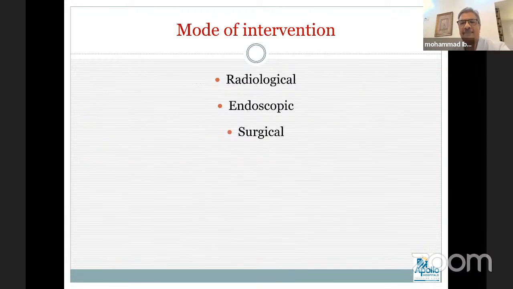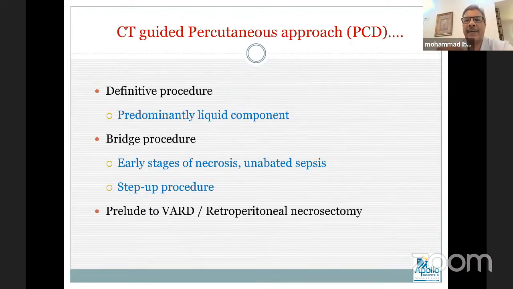Mode of intervention, as we have already discussed, could be radiological, endoscopic, or surgical. Just for completion's sake, I'll quickly mention the CT-guided percutaneous approach. Basically, this is done for 3 reasons. One is as a definitive procedure, particularly if there is a predominantly liquid component in the necrotic cavity, then CT-guided drainage alone would suffice. Or else this could be a bridge approach in the early stage of necrosis when the patient is not doing well. You want to drain out this necrotic collection, then you can fall back on CT-guided drainage. Or this could be part of the step-up approach, as is the practice now.